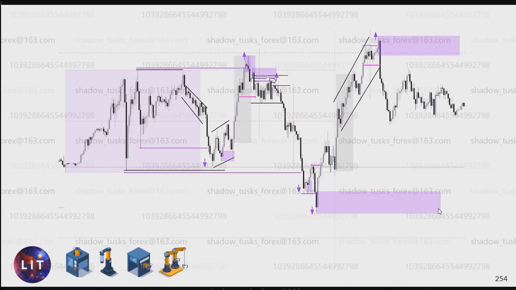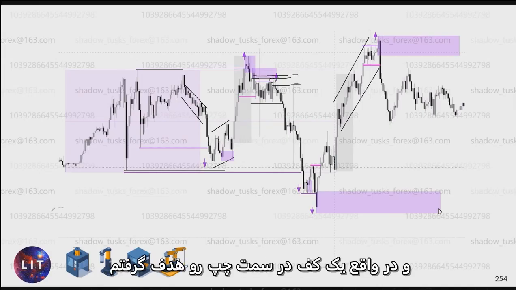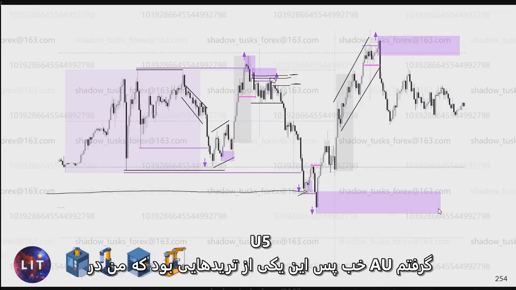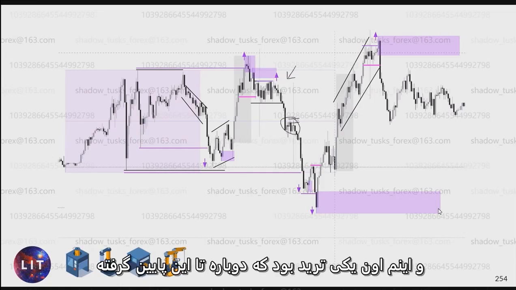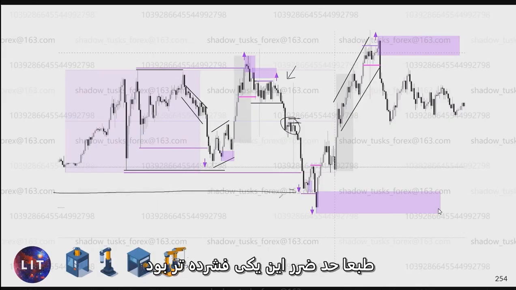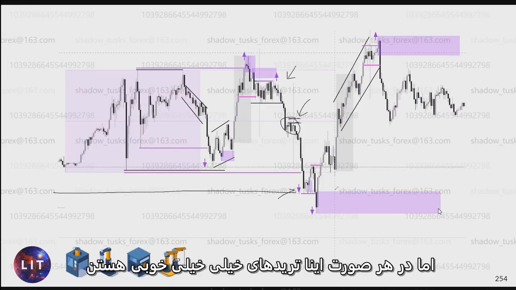Didn't get filled, but I just put my stop loss above here, and I actually targeted a low to the left right here. So that was one of the trades that I took on AU. And this was the other trade that I took, again down here. This was obviously with a tighter stop. I think this was like 1 to 9. But yeah, these are some very, very nice trades.